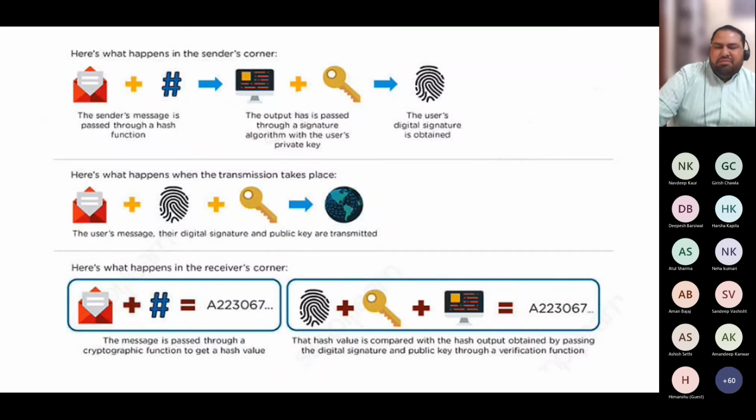So the hash value is compared with the previous hash value, to check whether both the hash values match or not. Like in the previous example, I showed that the hash value of the previous block has been passed to the next block. So this is the same concept. It involves the digital signature and public key at the receiver's end. So this is how it makes blockchain a secure technology.